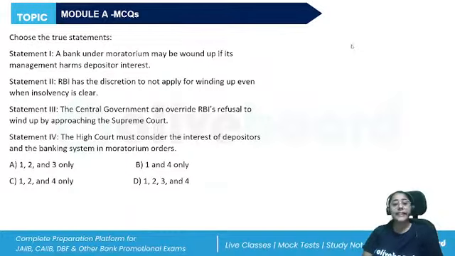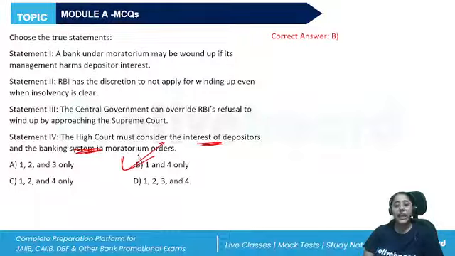Then the third statement, the central government can override RBI's refusal to wind up by approaching the Supreme Court. Again, no. RBI's decision here will be considered final, and the High Court must consider the interest of the depositors and the banking system in the moratorium orders. So the correct answer will be B, 1 and 4.